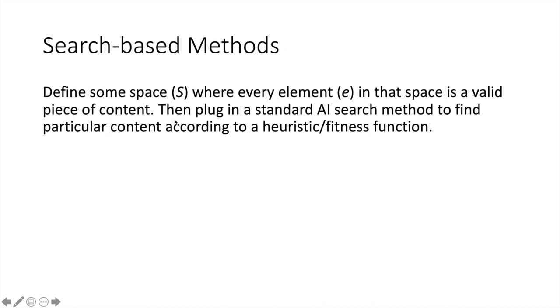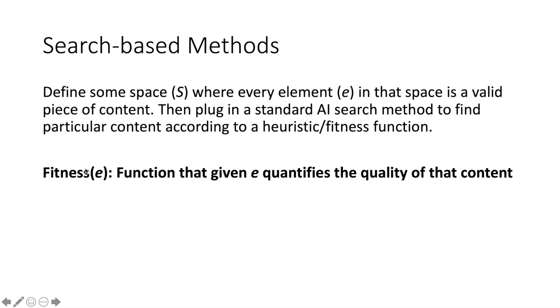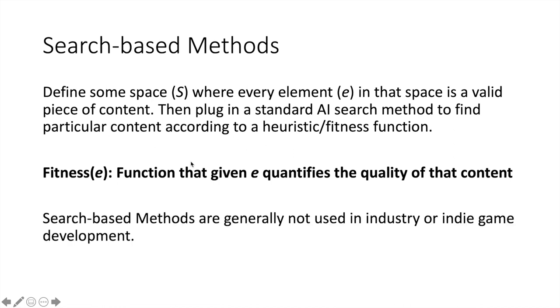What we're then going to do is plug in a standard AI search method to find particular content according to a heuristic or fitness function. Now, fitness for a particular E is going to take in some element of our space, and it's going to tell us some quantification of the quality of that content, right? So it's going to give us a number that says how good this content is. And we're going to use that to figure out, oh, okay, if the number here was low, but the number next to it is higher, let's go over there.